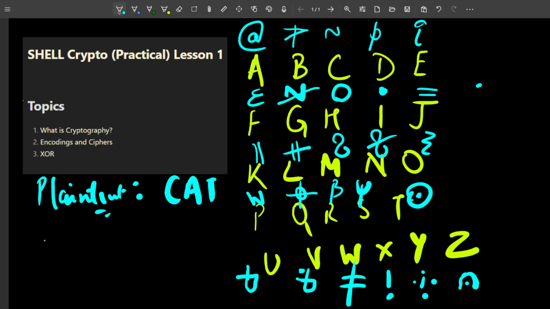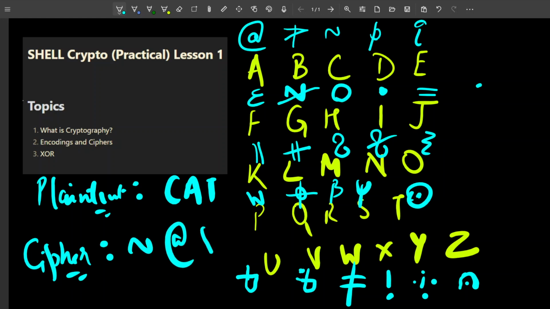If this is to be encoded in a cipher using this, then we're going to have something like C, A, and T. So this is what cat turns out to be in our encoding, or in our encryption rather, in our cipher that we just made up. This is an example of a substitution cipher.